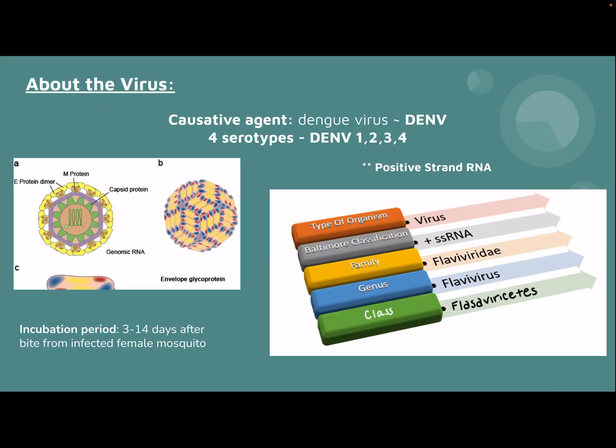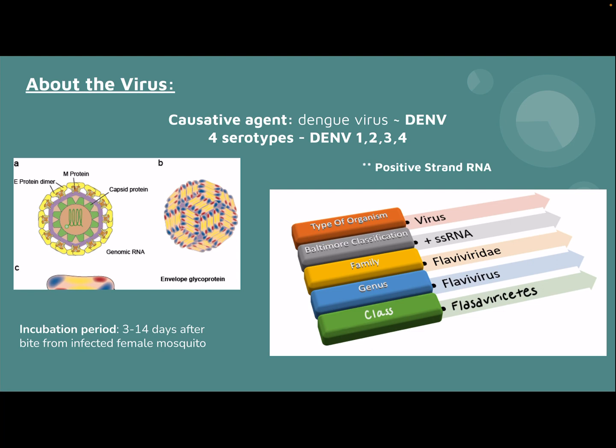About the virus, the causative agent of the disease is a dengue virus, DENV. There are 4 serotypes to the virus, DENV 1, 2, 3, and 4. On the left, we can see a picture of the virus itself with a capsid protein, other structural proteins, and a glycoprotein envelope. On the right, some classification. It's a positive strand RNA virus from the family Flaviviridae, genus Flavivirus, class Plasmaviridae.